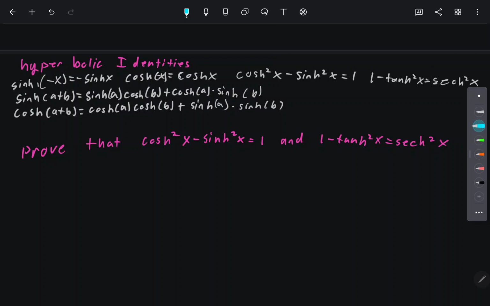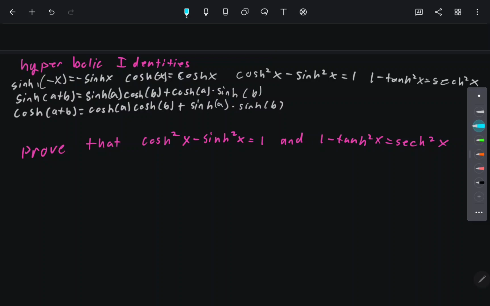Similarly to the unit circle, we have an identity here that the hyperbolic cosine squared of x minus the hyperbolic sine squared of x is equal to 1. And 1 minus the hyperbolic tangent squared of x is equal to the hyperbolic secant squared of x. And we are going to show that those are true here in a moment.